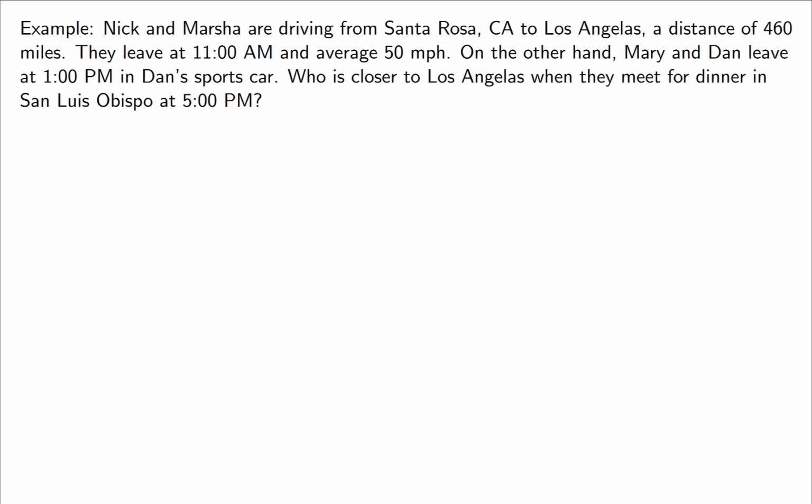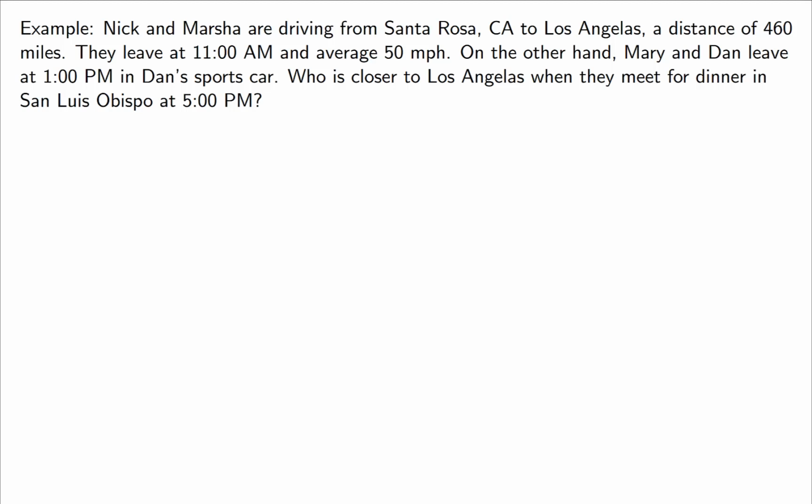Nick and Marcia are driving from Santa Rosa, California to Los Angeles, 460 miles apart. Now, Nick and Marcia leave at 11 a.m. and they average 50 miles per hour. On the other hand, Mary and Dan leave at 1 p.m. in a sports car, and we want to know who is closer to Los Angeles when they meet for dinner in San Luis Obispo at 5 p.m. So who is closer to Los Angeles? That's what you need to figure out.